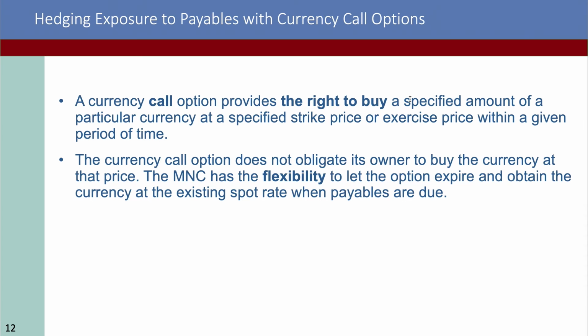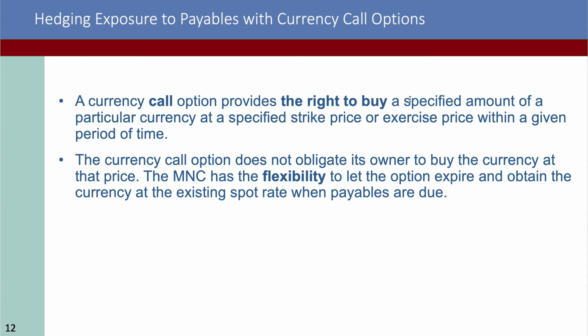Let me emphasize, it gives you the right. It implies there are no obligations. Unlike the other two examples using forward or money market, this one is a contingent claim. So the payoff is not strictly telling you what it is. It depends on what the actual spot rate is at maturity.